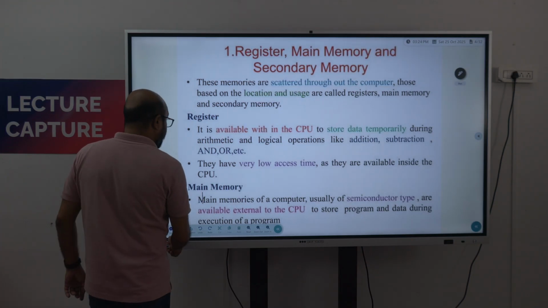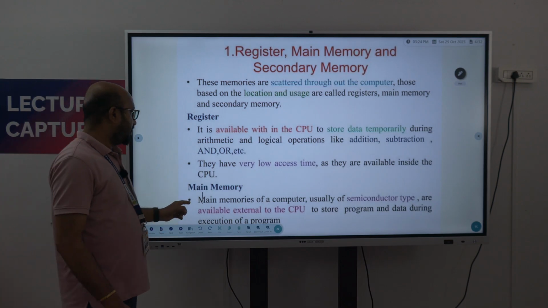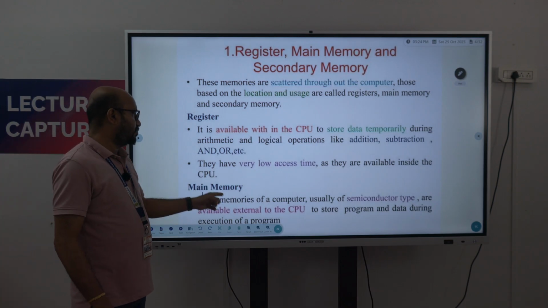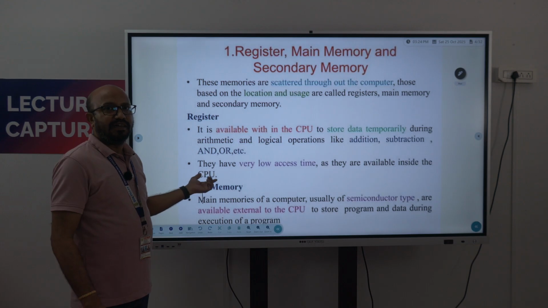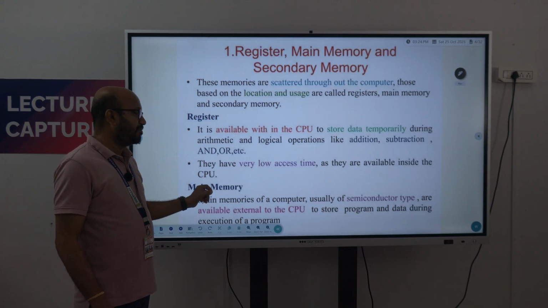So the main memory of a computer usually is a semiconductor type, available external to the CPU. This main memory can be removable, or detachable. It can be used by any machine; from one machine to another machine, it is transferable. That type of memory is main memory.